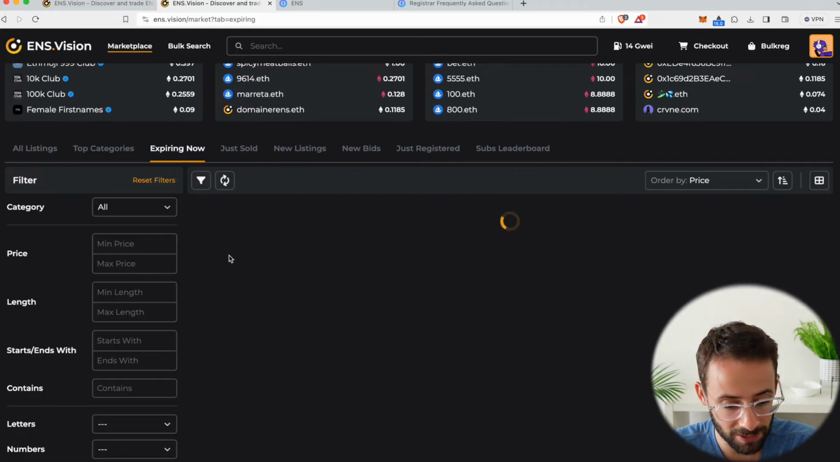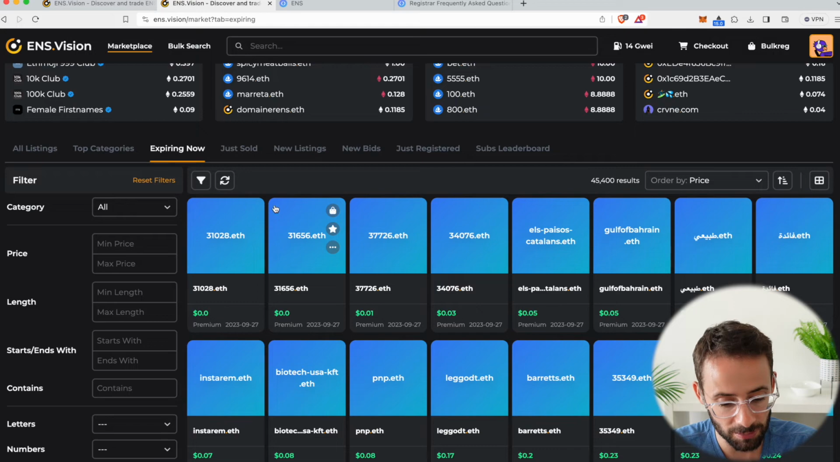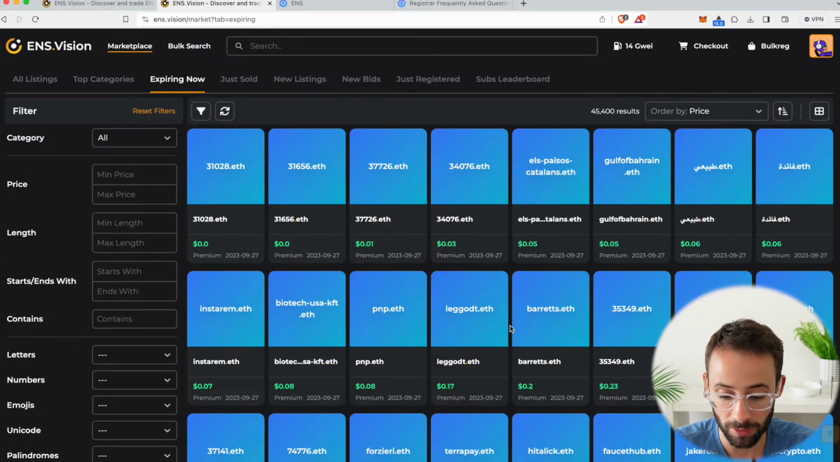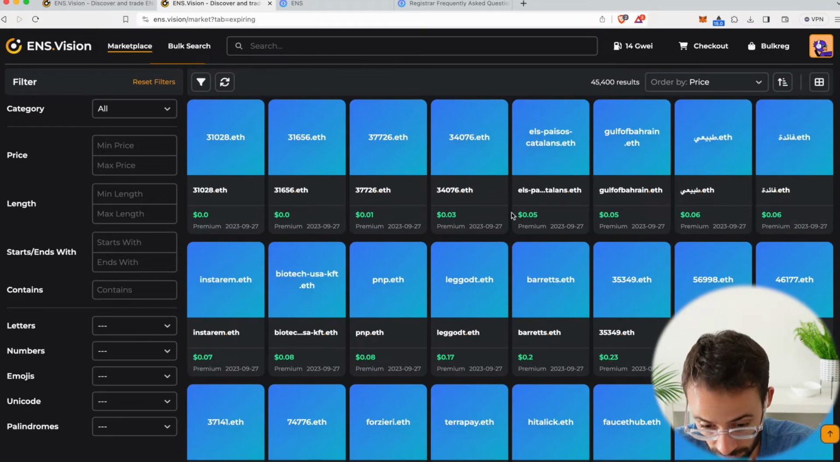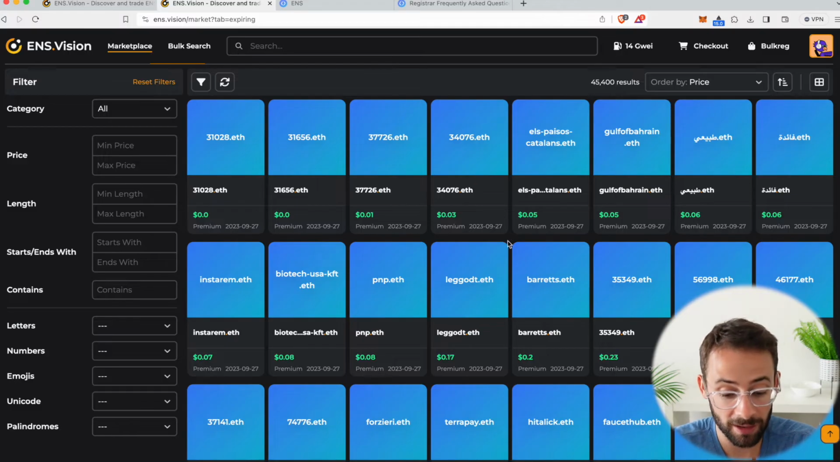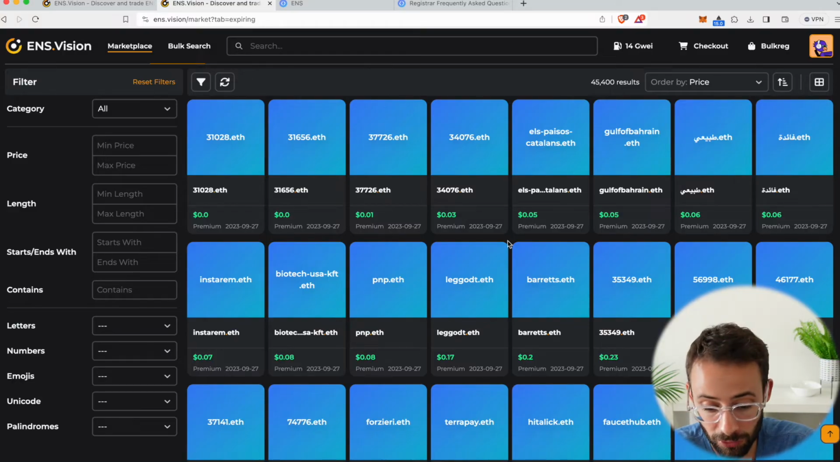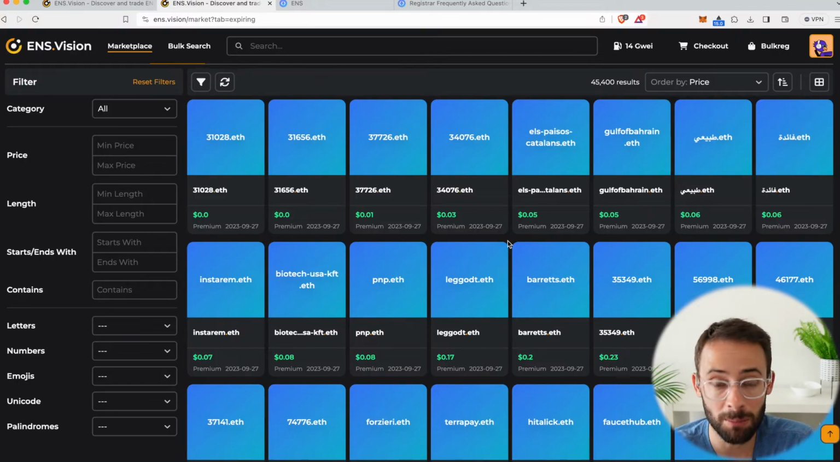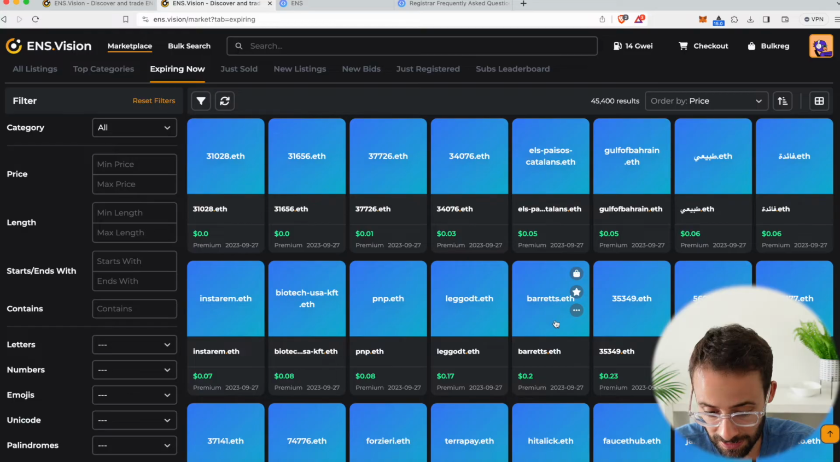The expiring now tab also is interesting because you can scroll through numbers or names that are going to expire or recently expired, and they could be worth a lot of money in the future because at this point in the bear market cycle, a lot of people have lost interest, maybe even forgot that they had some of these, and things could be expiring right now that maybe they shouldn't be. So for example, Barrett's.eth, I don't know, maybe that's a last name or something, maybe that's worth something.